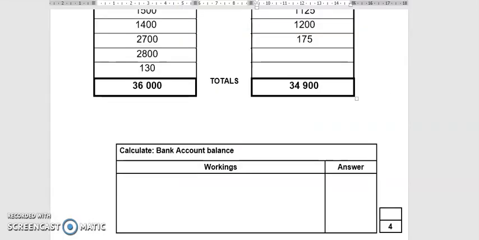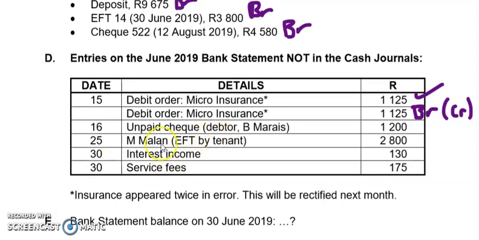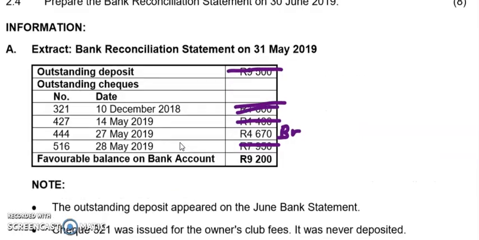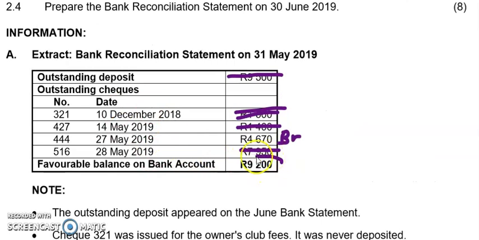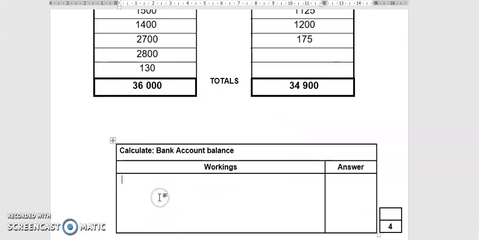And we go to the previous month's recon. There it is right here. Previous month's recon bank balance. Favorable balance as per bank account 9,200. Favorable means debit balance, right? So you're going to add the CRJ total to that. So 9,200 plus 36,000. You could do a T account as well. It'll still give you the same amount, right?